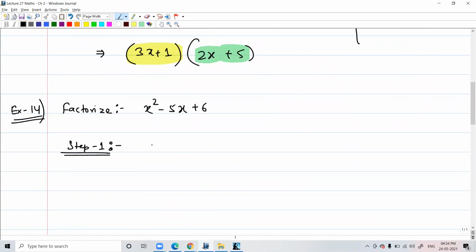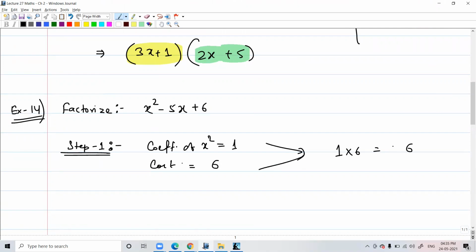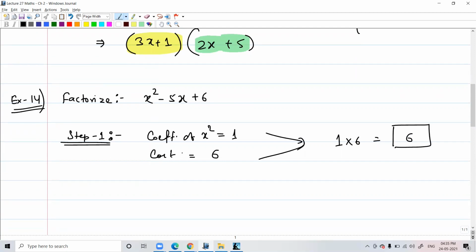Okay, so what do we do in the first step? We take the coefficient of x square. What is the coefficient of x square? X square is 1. 1, sir. And the constant term is 6. So these two you have to take and multiply, 1 into 6, and you get a 6 over here. So this is the number which we need to get. That is the first step.